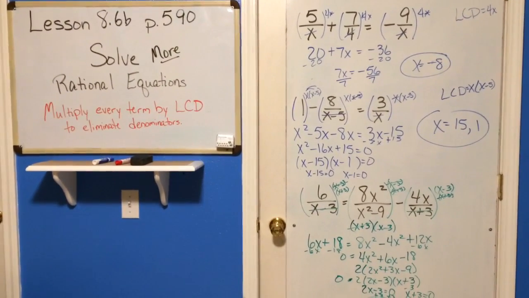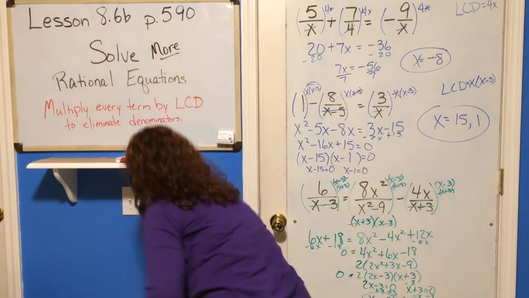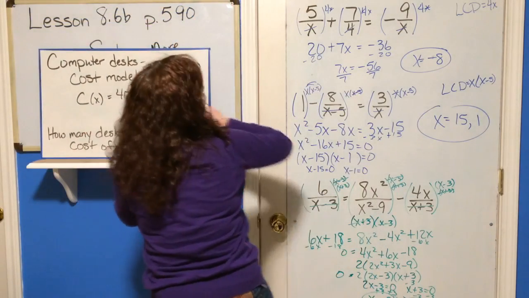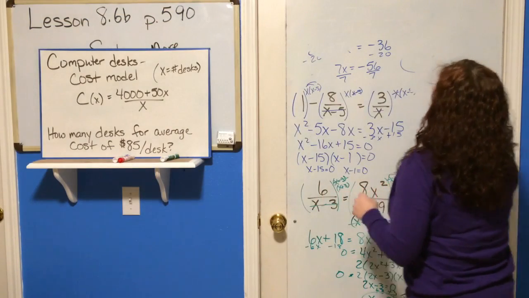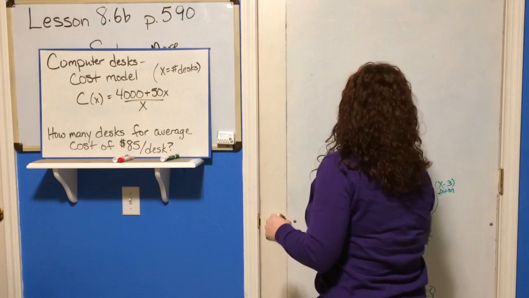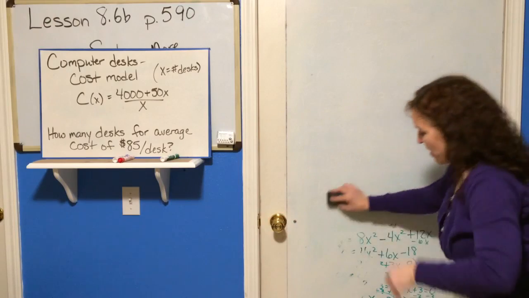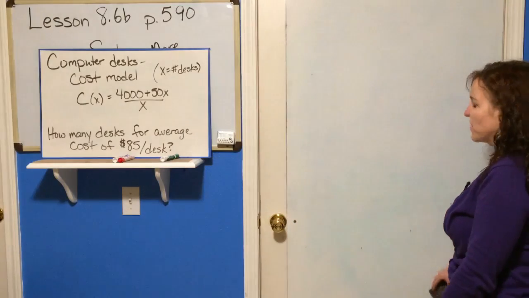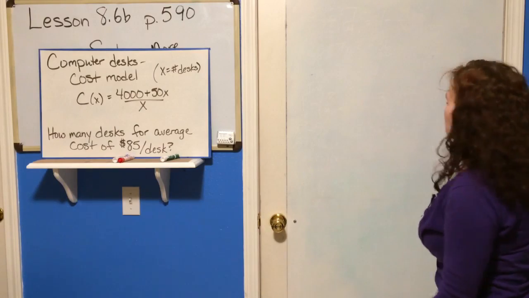Now, because you knew it was coming, and that can't possibly be all, I have, surprise, surprise, a word problem. All right, so in this case, we've got another company. Business uses these equations a lot. So we've got this company, and they produce computer desks, and they have determined that the model for the cost to make X number of computer desks is the equation that we have there. The cost function equals 4,000 plus 50x divided by X, where X is the number of desks that are produced.